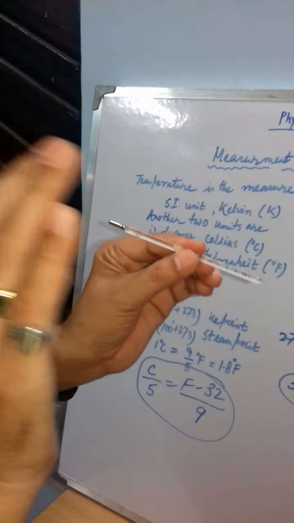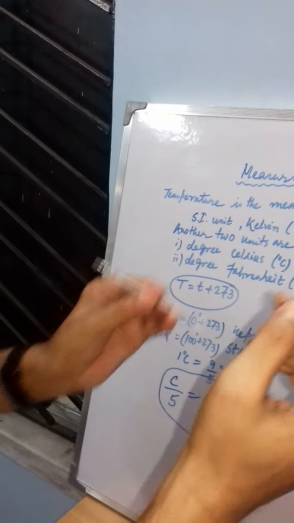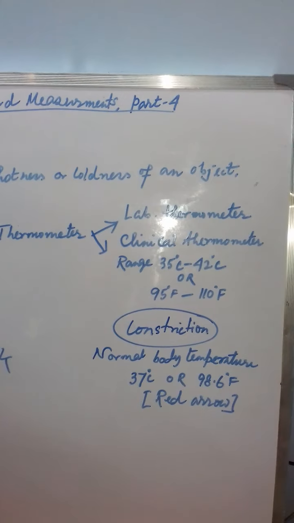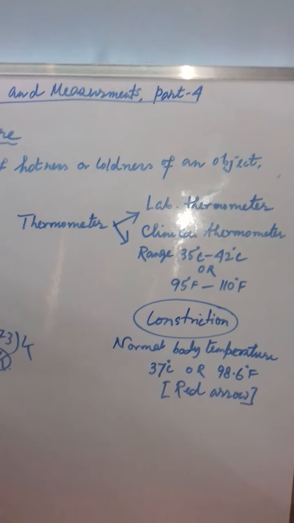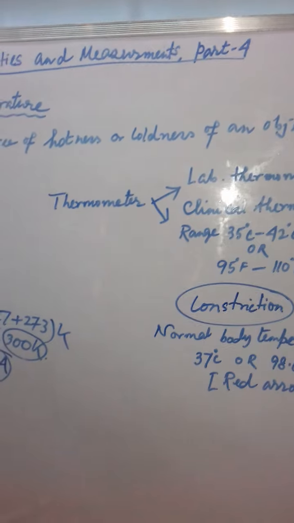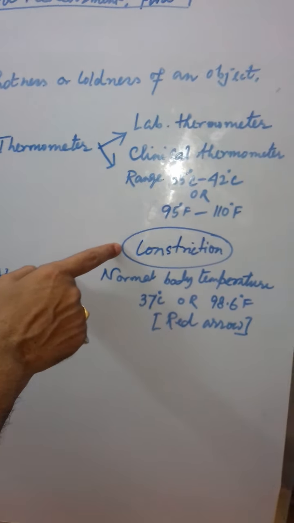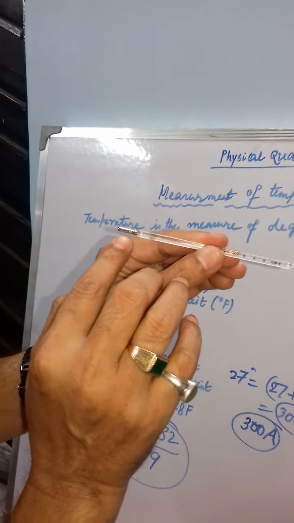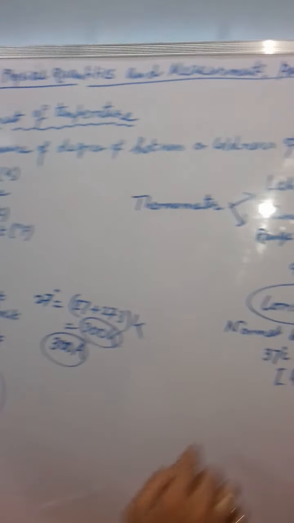This particular constriction is a restriction. That means whenever you remove the thermometer from your body, the mercury thread does not easily fall to the bulb again. So it actually holds the actual body temperature when you remove the thermometer from your body. So this is the function of the constriction, and it is just at the mouth of this thermometer. This is the mercury bulb and this is the thread, and here the constriction, a slight bend, is there.